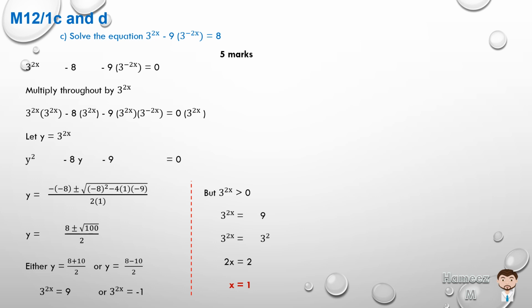Which will give us 1/9. So 9 times 1/9 is 1, so 9 take away 1 is 8, and it works.